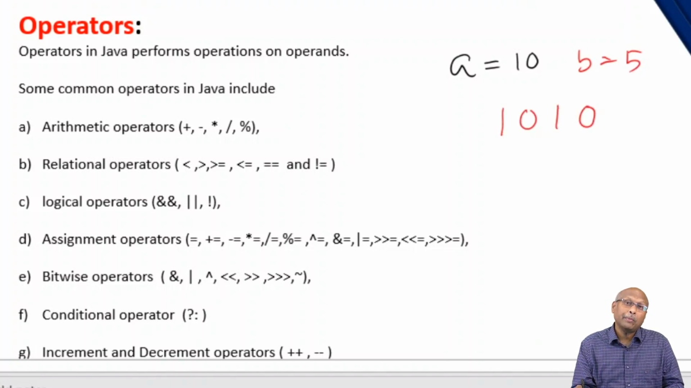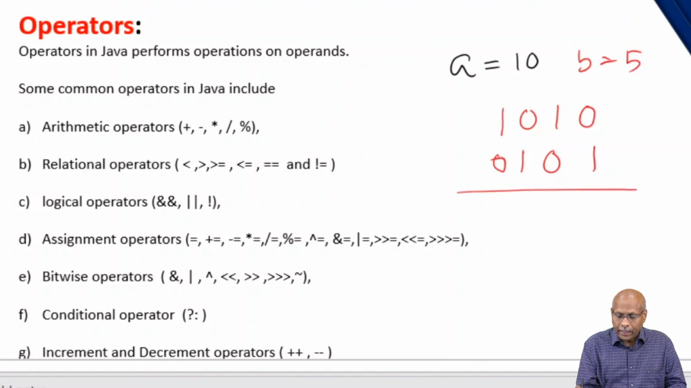Similarly 5. 5 is my numerical data in decimal form. But what is the binary equivalent? The binary equivalent of 5 is 101. And here always the left hand side data by default automatically will be 0. The previous value will be 0.